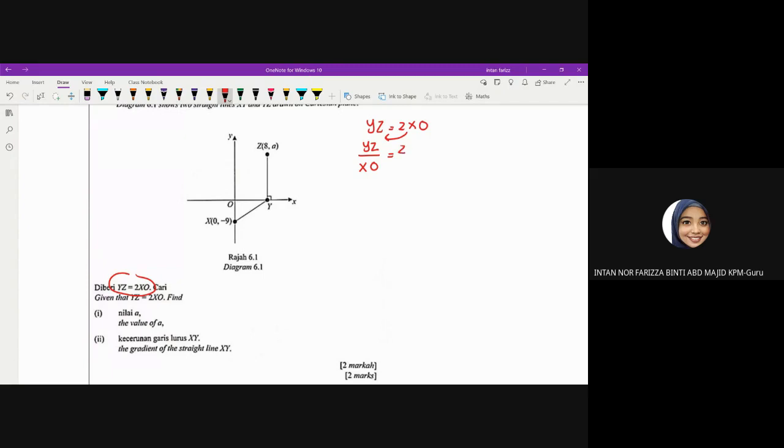So we have 2, right? So 2 over what? 2 over 1 because there's nothing there. So put over 1. So what can we learn about these ratios? Wait, let me write my 2 properly. Okay, wait a moment.